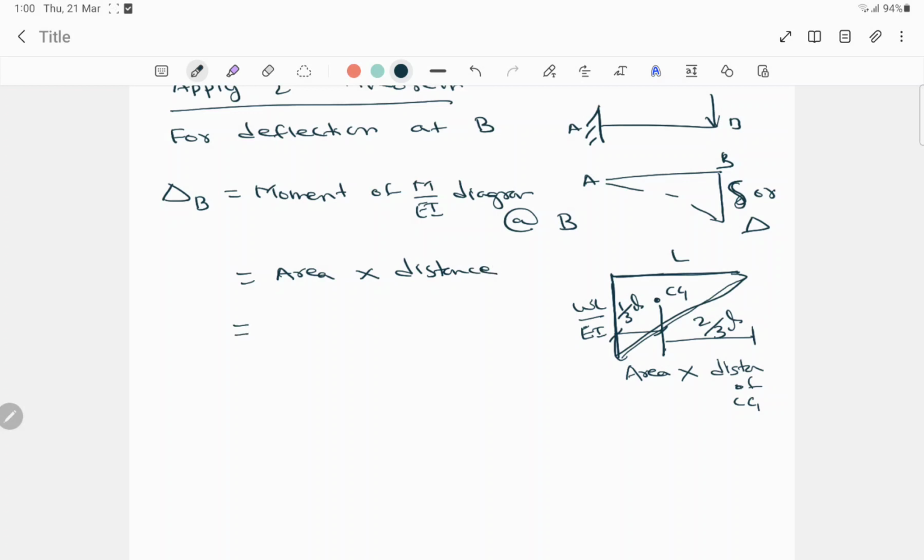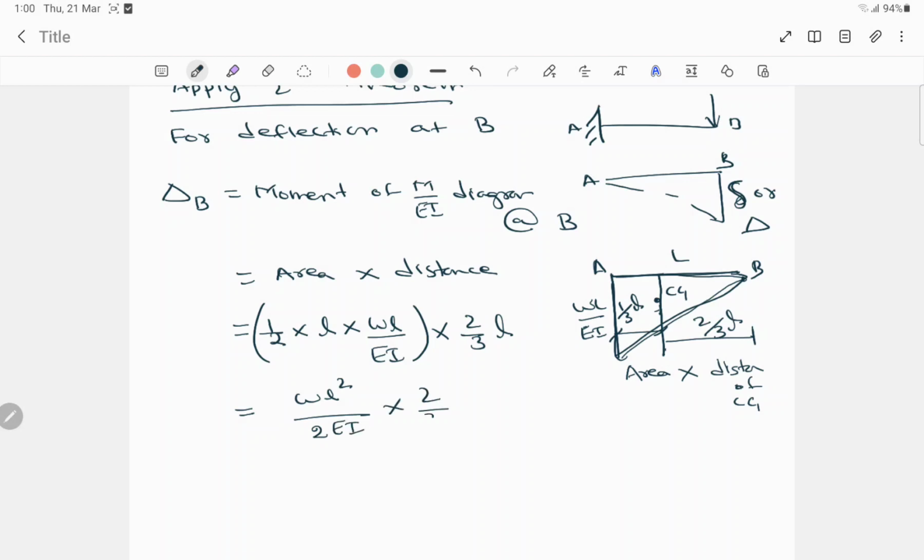So now we can say that it will be area into the distance. What is the formula of area? Area is half into L into WL by EI, into the distance. The distance is the moment of the M by EI diagram at B, so from here to here, this CG distance we have to take as 2/3 of L. So now we get WL square by 2EI into 2/3 of L.